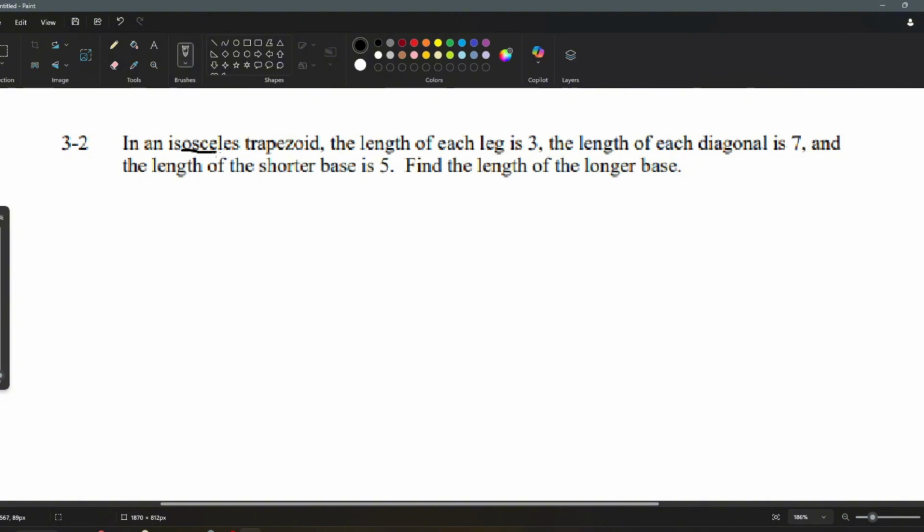Okay, so it's isosceles, that means, or at least in a triangle, that means that two of the sides are the same. So in a trapezoid, the length of each leg, so that means the legs are the same. Let's just draw this out. The length of each leg is 3. The length of each diagonal. Okay, wait, this is 5. Oh, this is 5. And I need to find the length of this.